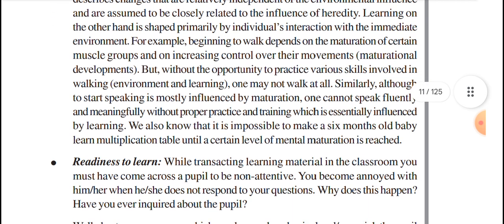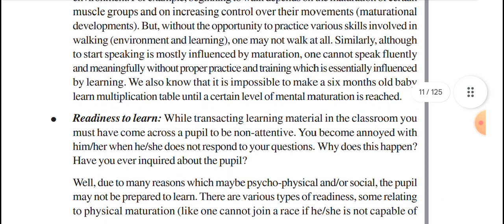Similarly, although starting to speak is mostly influenced by maturation, one cannot speak fluently and meaningfully without proper practice and training, which is essentially influenced by learning. We also know that it is impossible to make a 6 months old baby learn the multiplication table until a certain level of mental maturation is reached.